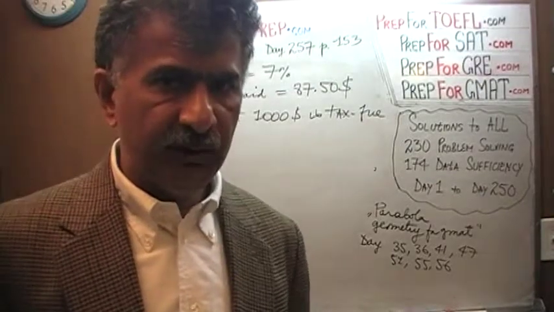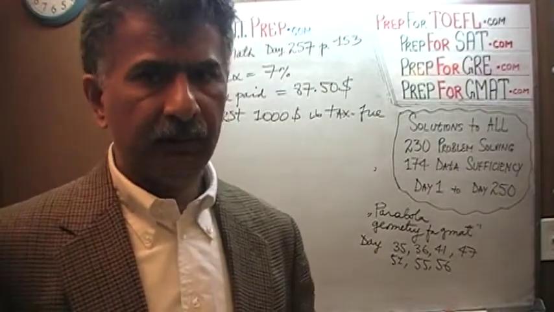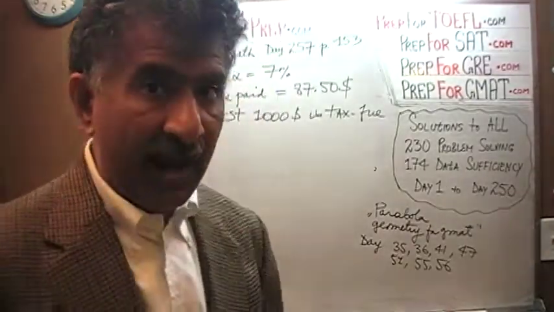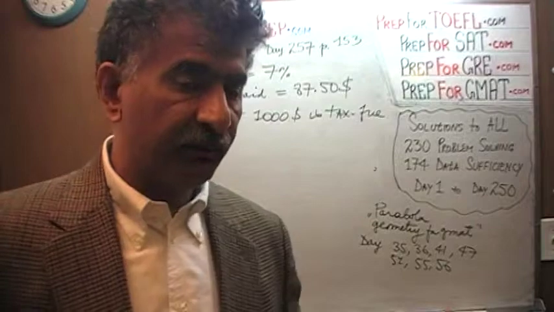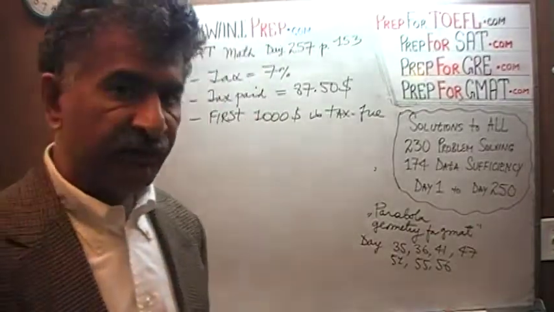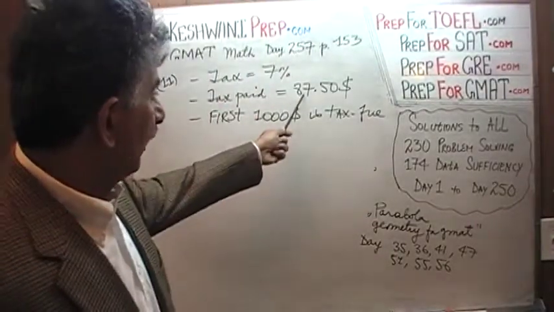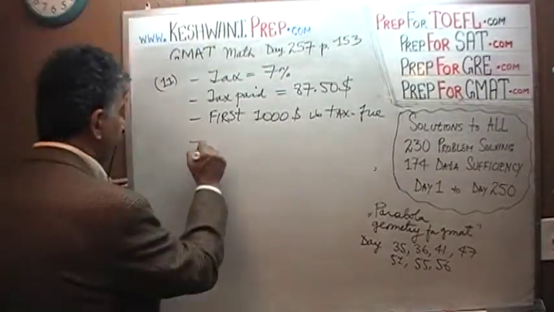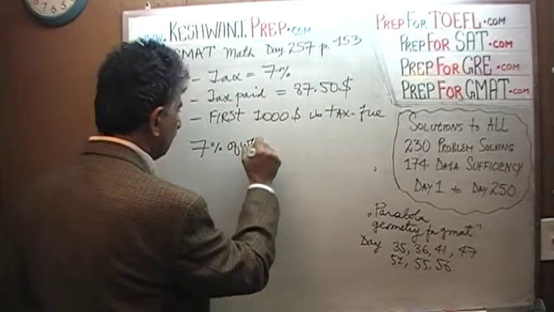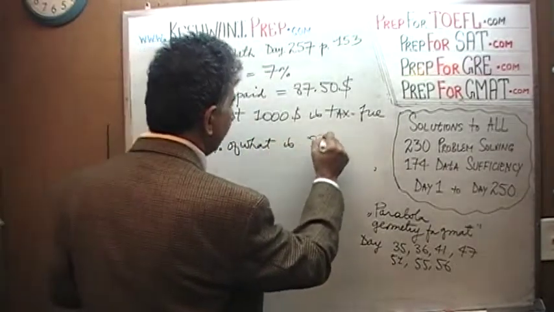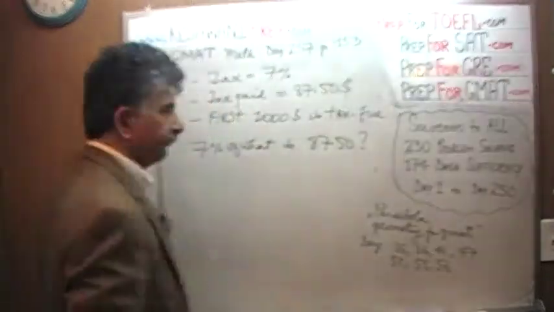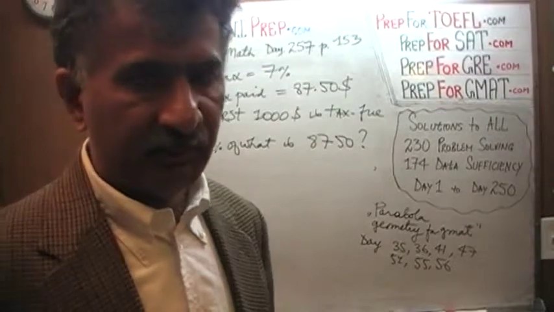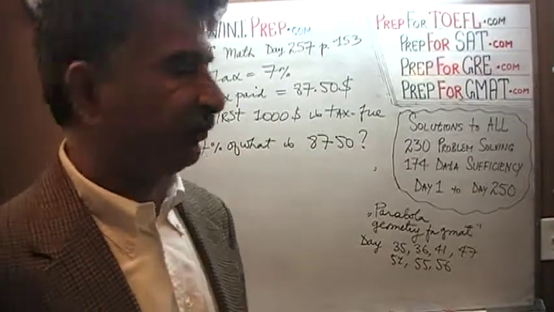The question is, what was the price of the item that we paid? So when we do the work, at the end we will have to remember to add 1,000 to our answer because the first 1,000 was tax-free. First find out what is 7% of what is 87.50. That's how much we paid in tax. Once we find that out, we're simply going to add 1,000 to it, and that must be the price of the item that we purchased.